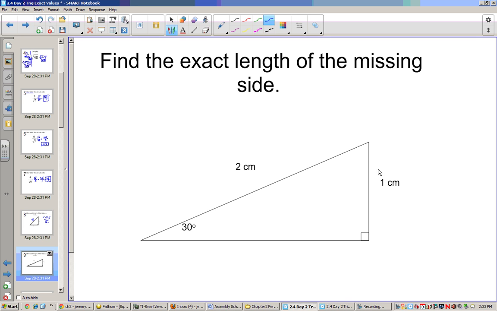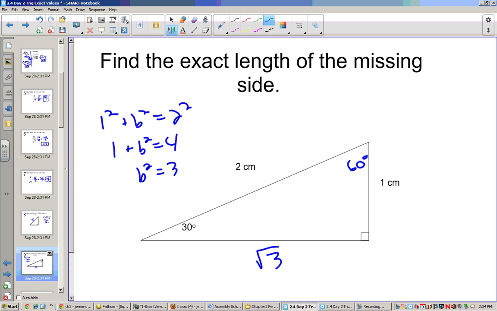Now this is a 30, 60, 90. If we know that's 30, 90, this has to be 60. And if that's 2, that's 1, and this side is going to be the square root of 3. This is also something you need to memorize. The short side is always half of the hypotenuse, and the short side times square root of 3 is the other leg. Again, if you forget this, and you know these two sides, you can do 1 squared plus b squared is equal to 2 squared, or 1 plus b squared is equal to 4. Subtract 1 on each side, and b squared is 3, or b will be the square root of 3.